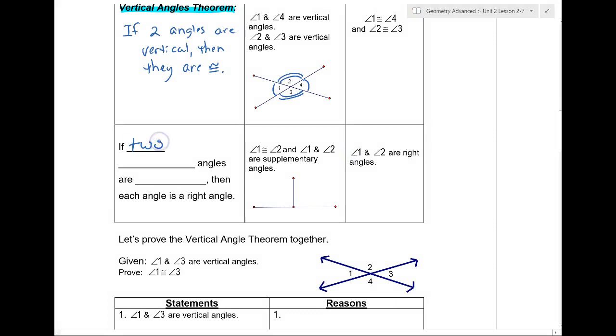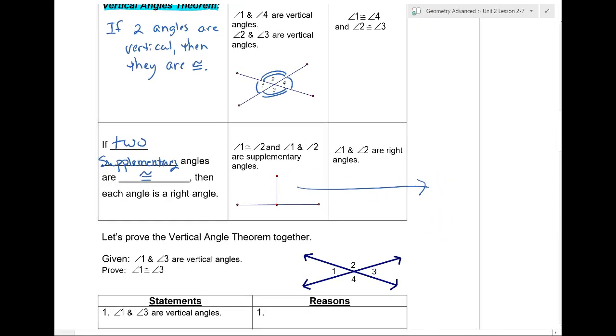If two supplementary angles are congruent, then each angle is a right angle. Now, guys, we all can see this real quickly, I'm pretty sure. Because if we know they're both equal, that's pretty simple. We also know if they're supplementary, they add up to what, guys? Yeah, they add up to 180.